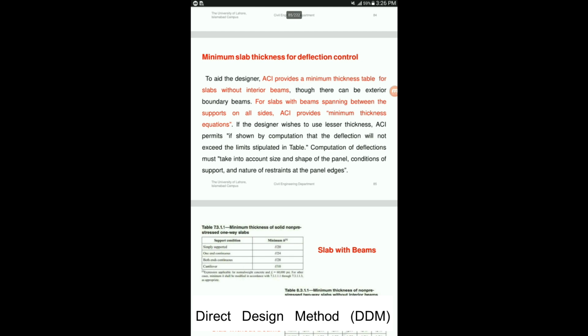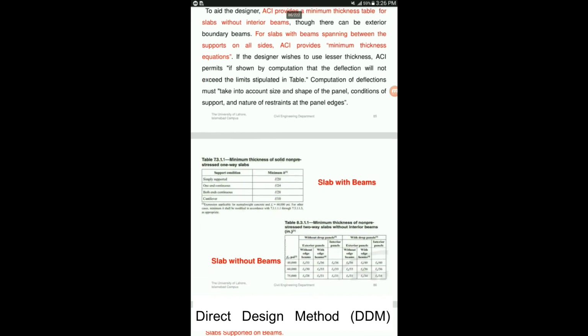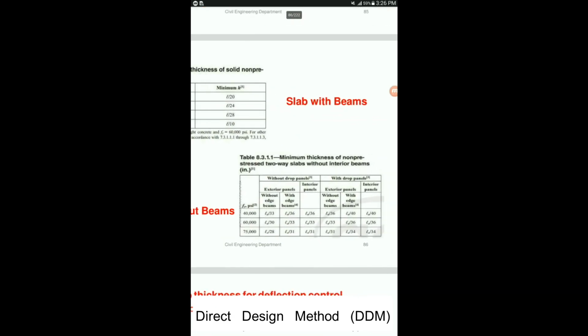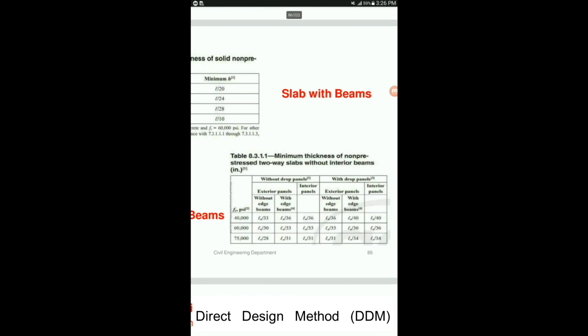So if you are dealing with slab with beams, you have certain equations from which you can check the minimum criteria of slab thickness. And in case you are dealing with slab without beams, you have to consider this table, which is specifically for flat slab and flat plate slab systems. In this column we have different values of Fy. This particular one is for slab without drop panels, meaning flat plate slab systems, and the other one is for slab with drop panels. Drop panels mean flat slab systems.